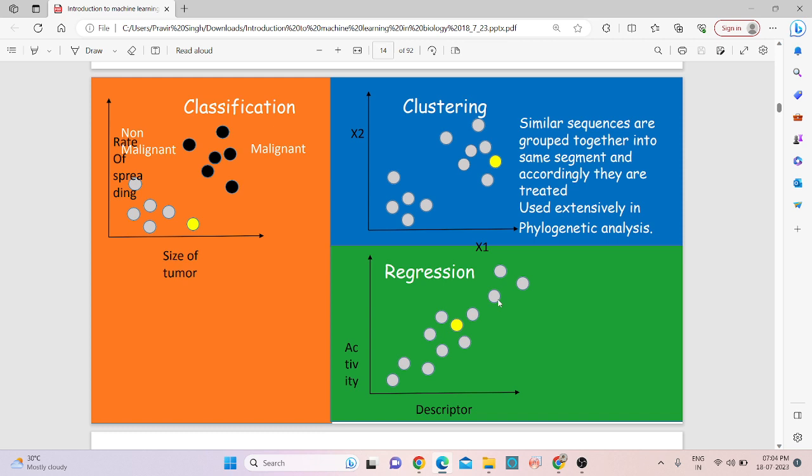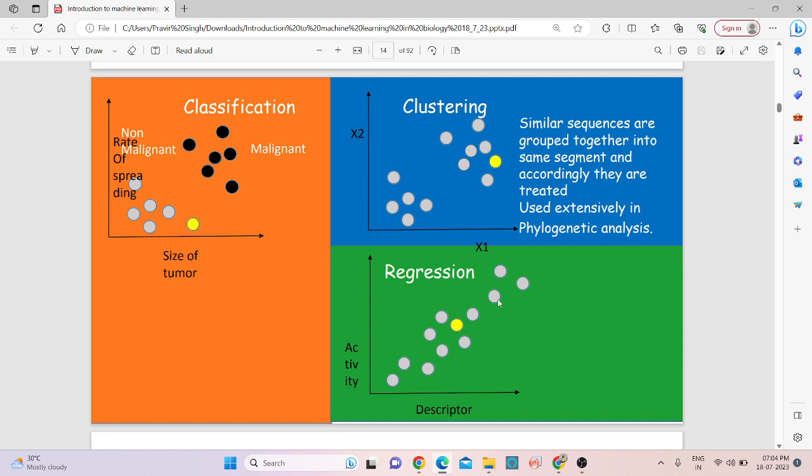In clustering, we only have the input data. We do not know the class labels. We don't know whether the persons are having malignant or non-malignant cancer. So we employ only the input data and we cluster them into different groups. By clustering the data into different groups, we can get structure out of the data. We can get information. That's clustering.